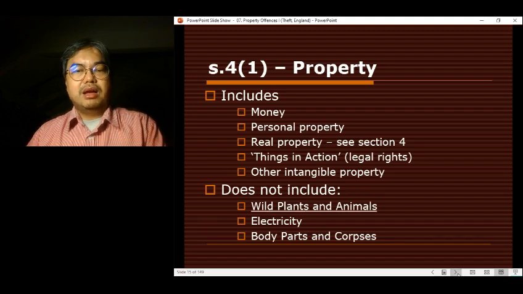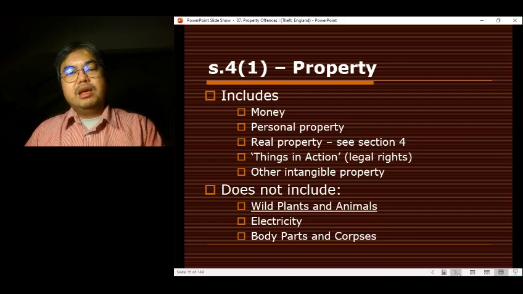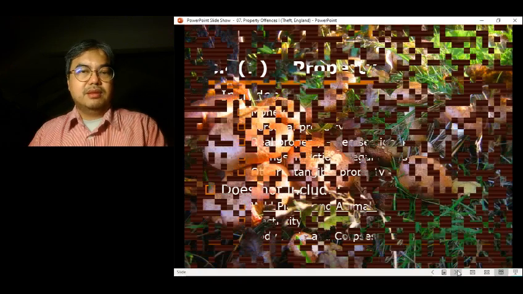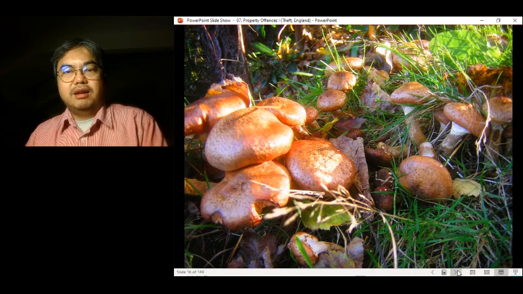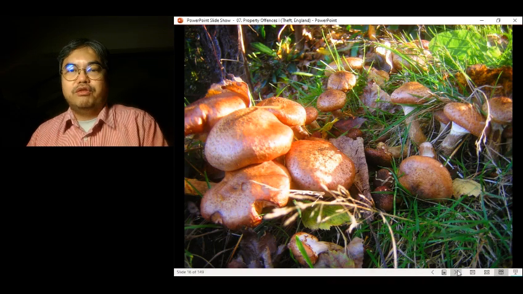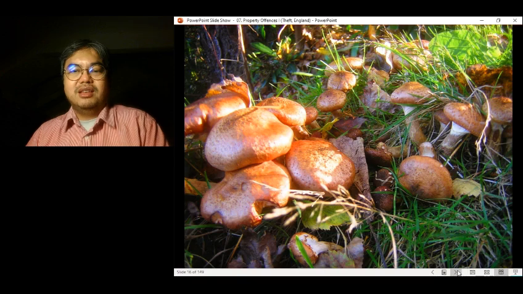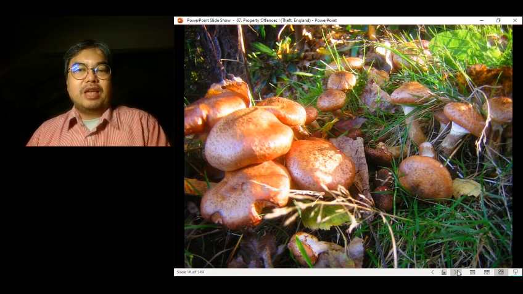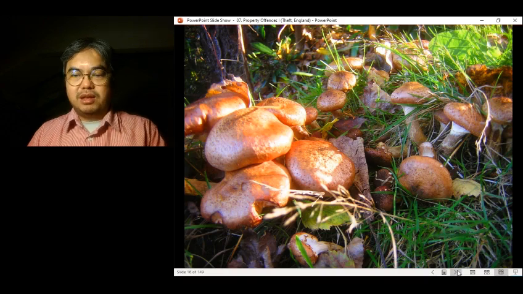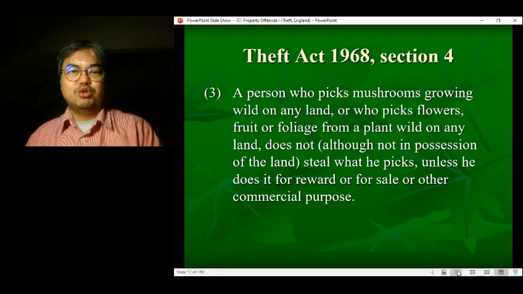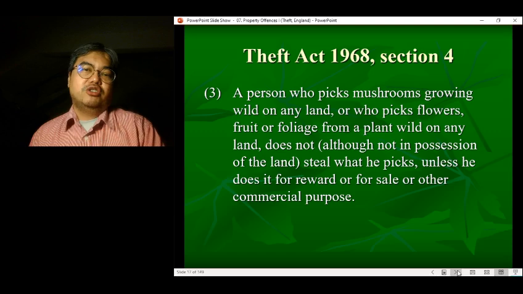Now moving on, we have dealt with what it includes. What it doesn't include: it does not include generally wild plants and animals. This is a photo of mushrooms growing wild on my campus when I was a student. Can you go and pick these mushrooms and cook them and eat them? I would advise you not to. But this is covered under subsection 3.